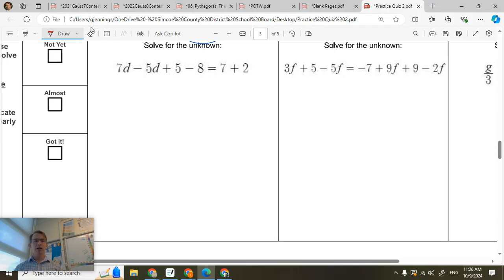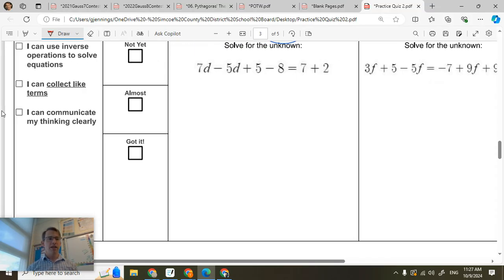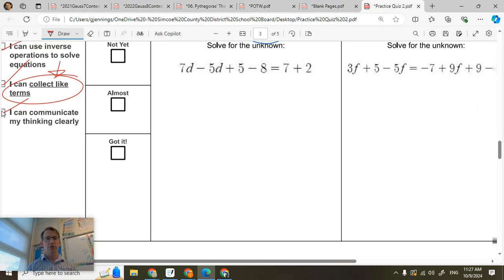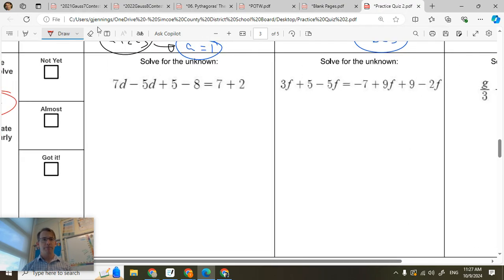Now, over here, oh look, there's hints over here as to what you have to do, right? This is where I go through and I check: yes, you can communicate your thinking clearly. Yes, you can use inverse operations to solve equations. Can you collect like terms? So we better collect like terms over here.